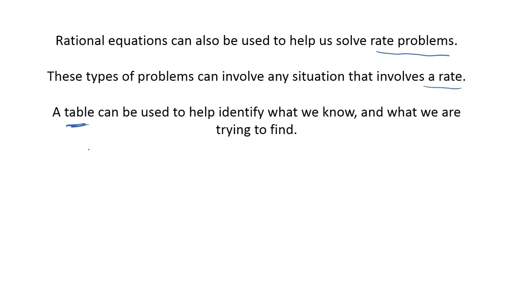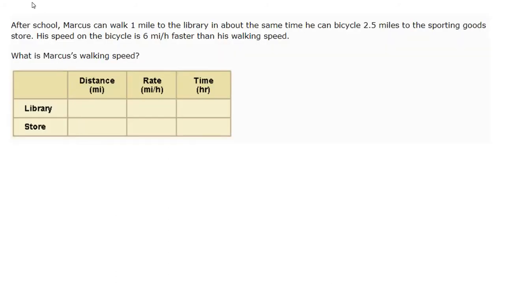A table can help us identify what we know and what we're trying to find. Let me illustrate with a couple of examples, and these will be pretty typical of the type of things that they're going to want you to try. After school, Marcus can walk 1 mile to the library, okay? About the same time, he can bicycle 2.5 miles to the store. His speed on the bicycle is 6 miles per hour faster than his walking speed. What's his speed? Okay, and here's another key: about the same time.